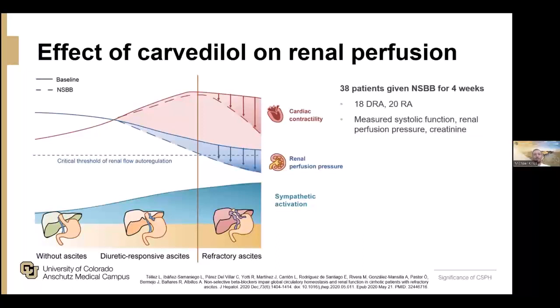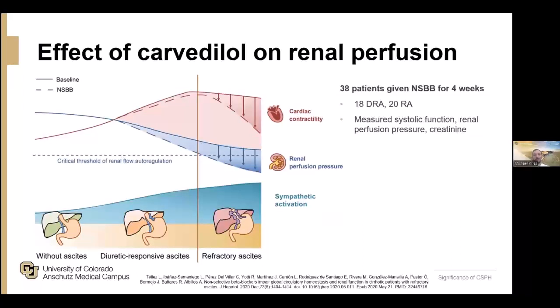But really, it's the concern that carvedilol specifically can impact renal perfusion. And the way that this is thought about from a clinical paradigm perspective is patients develop changes in cardiac contractility that lead to that hyperdynamic circulation. They have changes in renal perfusion pressure from portal hypertension, and they have sympathetic activation. And that sympathetic activation and hyperdynamic cardiac function are compensatory to try to maintain that renal perfusion. And there is probably a threshold beyond which renal autoregulation fails, and that's when our patients develop things like hepatorenal syndrome. And generally, we see this in patients with refractory ascites.